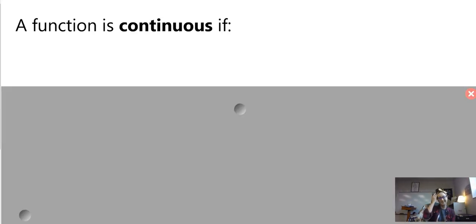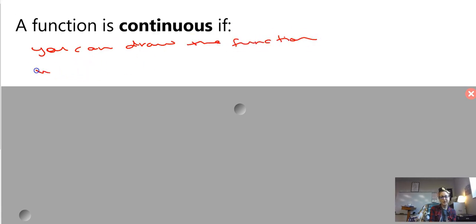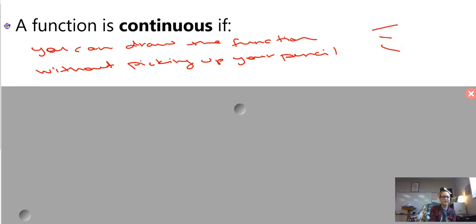Let's connect this to some calculus now. Will you write this, please? A function is continuous if, and this is in layman's terms, if you can draw it. So if you can draw the function without picking up your pencil. Okay, kind of a generic definition there, but a very important concept in calculus, okay?